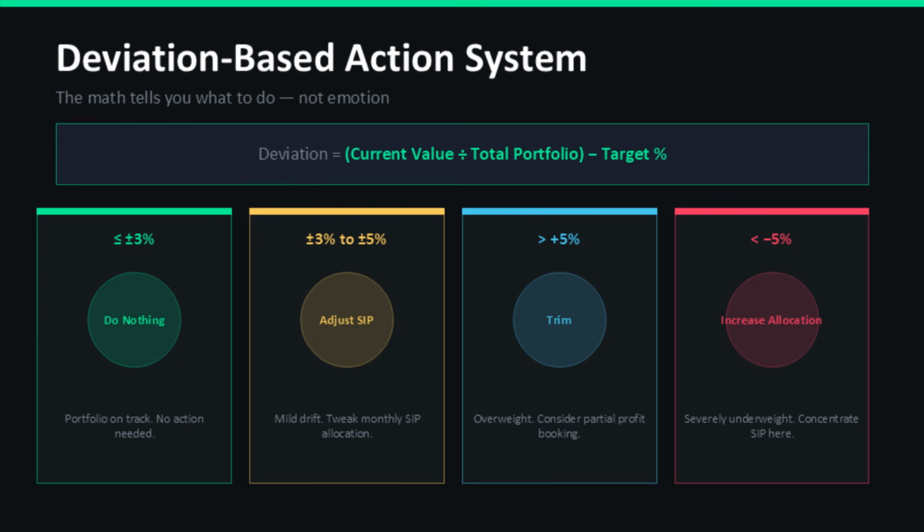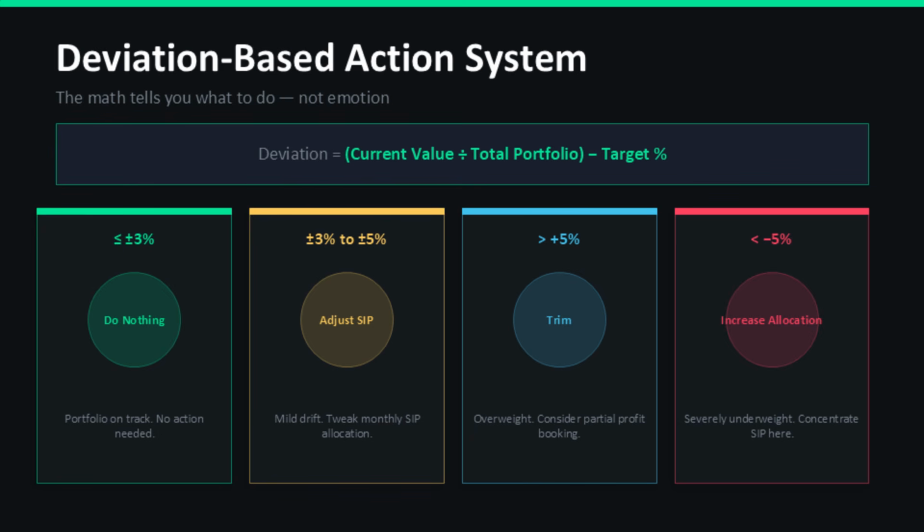Now here's the core, the deviation-based action engine. Deviation equals current value divided by total portfolio minus target percentage. Within plus or minus 3%, do nothing. Between 3% and 5%, adjust SIP. Greater than plus 5%, trim. Less than minus 5%, increase allocation. No emotion, no guesswork. The math tells me what to do.